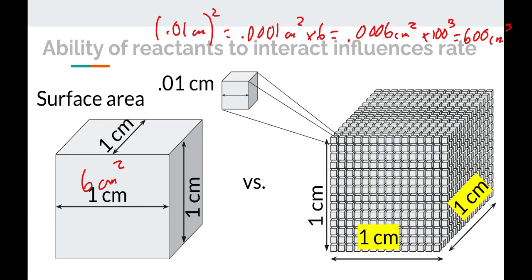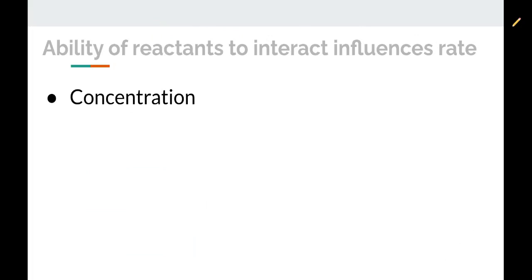And this is responsible for things like dust explosions that occur very rapidly, and that's why we see all combustible substances burn at much faster rates when their surface areas are increased, when they're ground into smaller particles. Another factor that influences the ability of reactants to interact is the concentration. If the concentration of one of the reactants is higher, then that means there's more particles for the other reactant to interact with, and so the reaction rate will go faster.